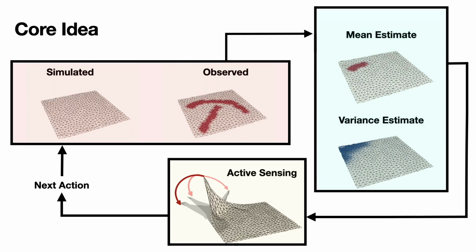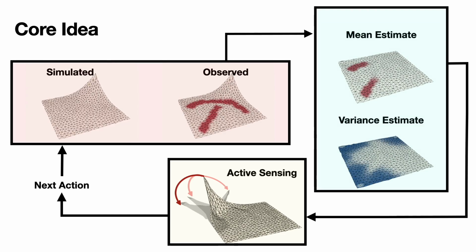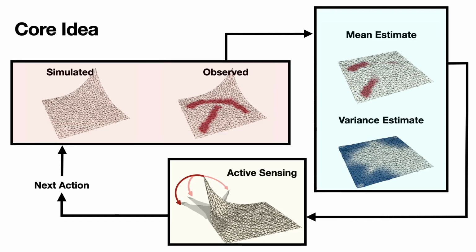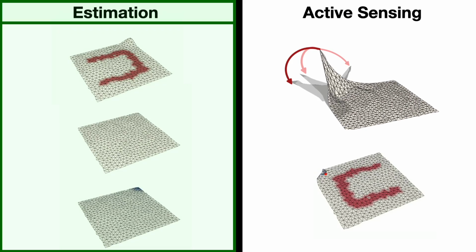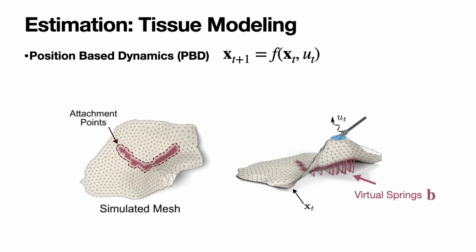Inspired by this, we present JIGGLE. Our method uses the discrepancy between simulated and observed interactions to compute a probabilistic update on boundary attachments, which we then leverage to compute safe future actions. Our method is divided into two components, estimation and active sensing. Let's start by talking about estimation.